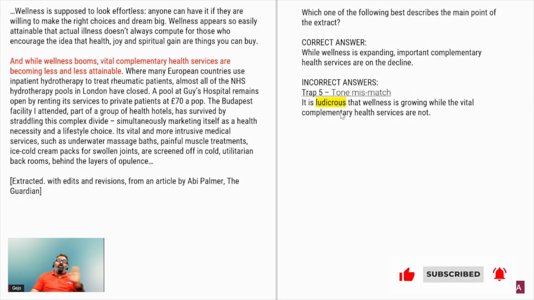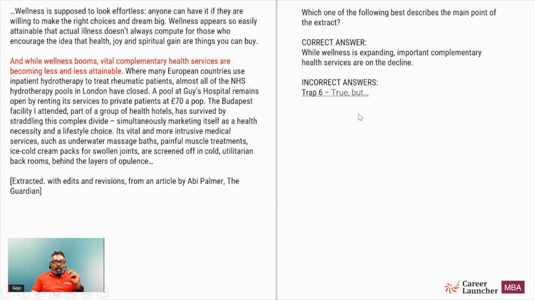Now let's go to trap number 6. Okay, we have been saying that an answer choice should be true, but it also must answer something specific to that question. Now this is talking about the main point. The question is saying, tell me something that is true from the passage, but also ensure that it is its main point. It has to be true, but it also must be the main point. So we can just create a trap by picking up something that is true but not the main point.